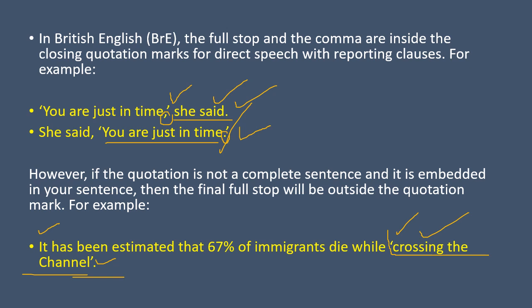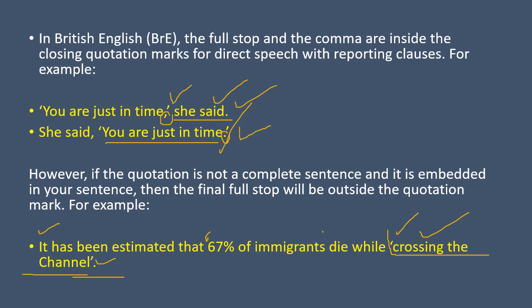So if it is a complete sentence, if it is a complete quotation, then the full stop goes inside the inverted comma. But if it's a fragment, or it's incomplete and it is embedded inside your sentence, then you put a full stop for your sentence, not for those. For example, let me do it this way. It has been estimated, let me put a quotation mark here, "67% of immigrants.